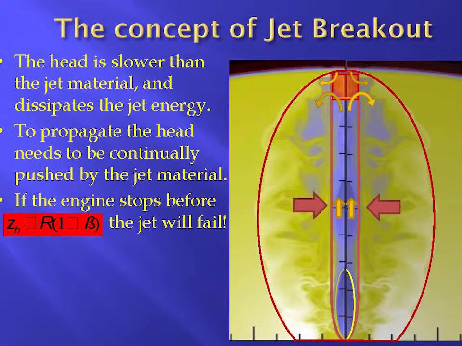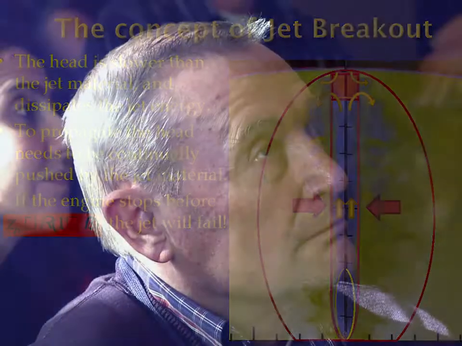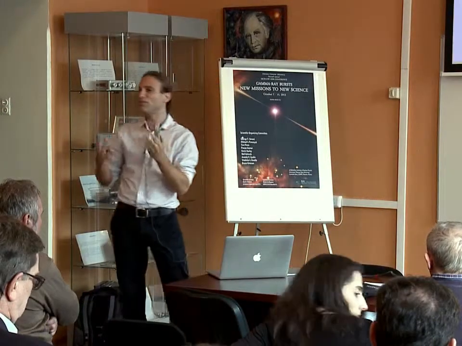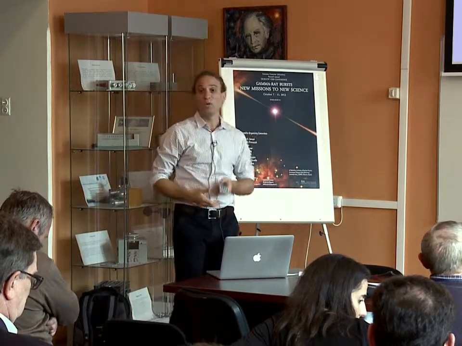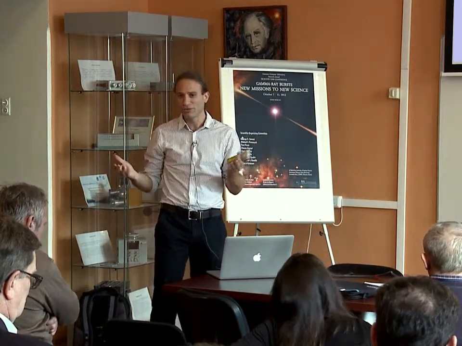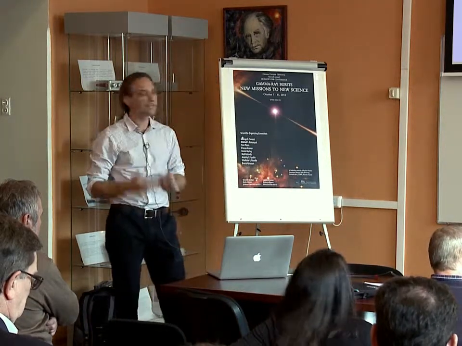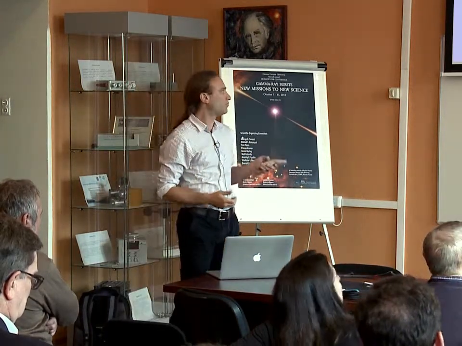Now, if the engine stops when the head of the jet is at an altitude lower than this, this funnel will be evacuated from pressure and the jet will collapse. We will be left with only a cocoon of non-relativistic material. This cocoon will continue to expand under its own pressure, but when it breaks out, we will not have any light relativistic material that can accelerate and give us the gamma ray burst. What we will witness is a shock breakout, and this shock breakout, as Udi already showed us, gives something different than a regular gamma ray burst.